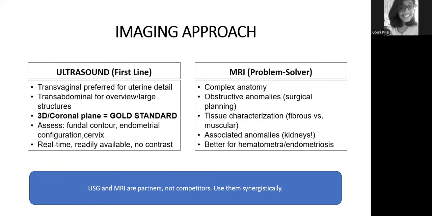The ultrasound is our first-line modality, with transvaginal scanning providing excellent uterine details, especially where 3D coronal plane is available, which is the gold standard. We can assess the fundal contour, the endometrial configuration, as well as the cervical anatomy. MRI serves as a problem solver for complex anatomy, such as obstructive anomalies which require surgical planning, as well as tissue characterization. We always need to remember that USG and MRI are partners, not competitors.